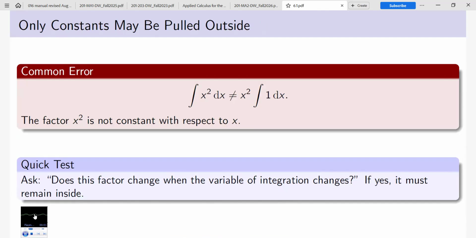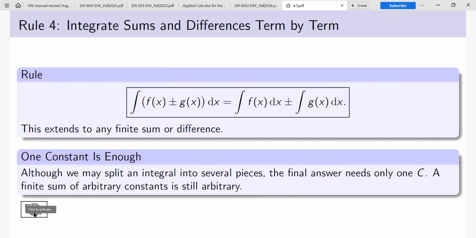Only a factor independent of the variable of integration may be pulled outside. Here x squared changes with x, so moving it outside would change the problem and might result in tears. Linearity allows us to integrate a polynomial or other sum one term at a time. At the end, we combine all constants into one constant C.